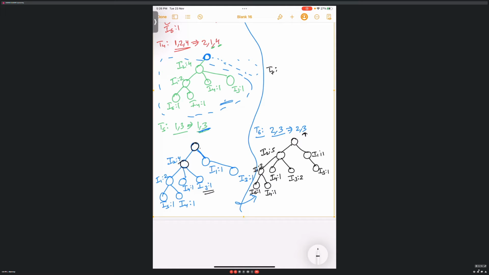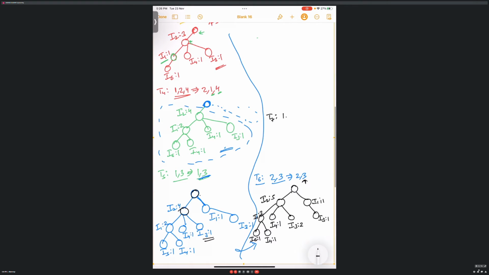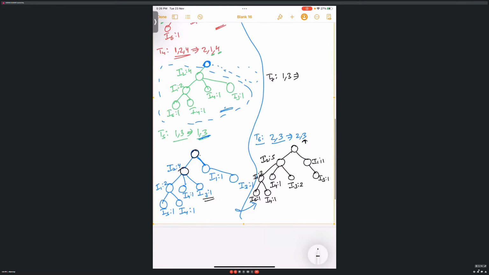T7. T7, I1 and I3. 1 and 3. Again the same sequence will be maintained. Now let's check. 1 and 3, right? So simply I know I have to go this side, I1, and the count will be 2. Again 3, the count will become 2.